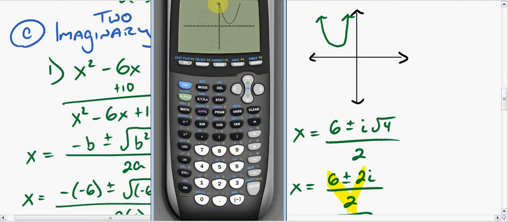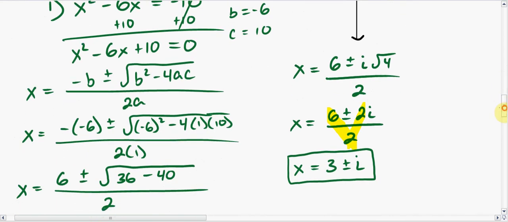And, got close. All right, but the parabola came down, didn't hit the x-axis, and then went back up. So we have two imaginary solutions because we never cross the x-axis. So I'm confident that 3 plus or minus i is correct.